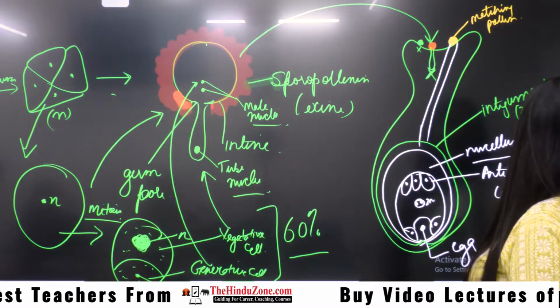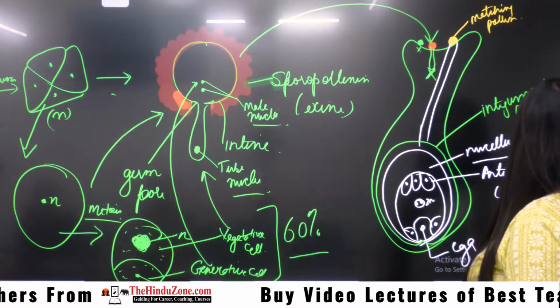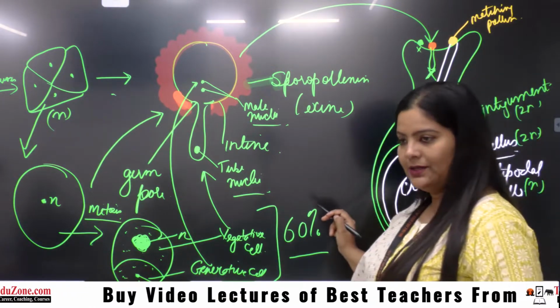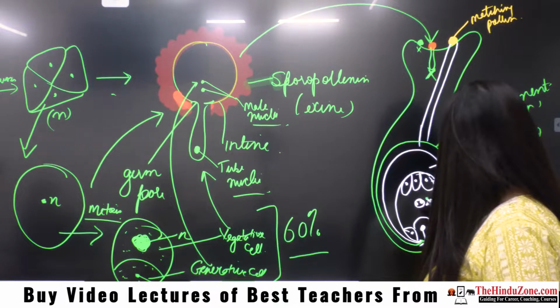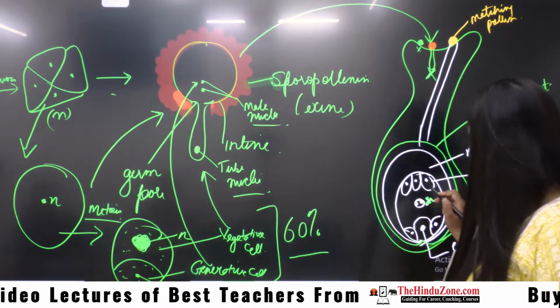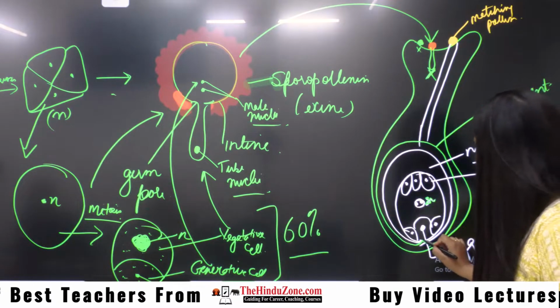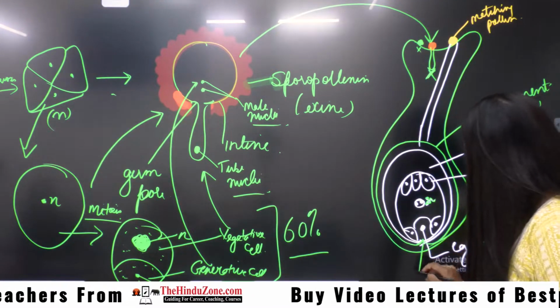Nucellus is 2n. Antipodals are n. Egg is n. Synergids are n. Okay? Here the definitive nucleus is 2n. Okay? Now this is a point where the integument is not present.